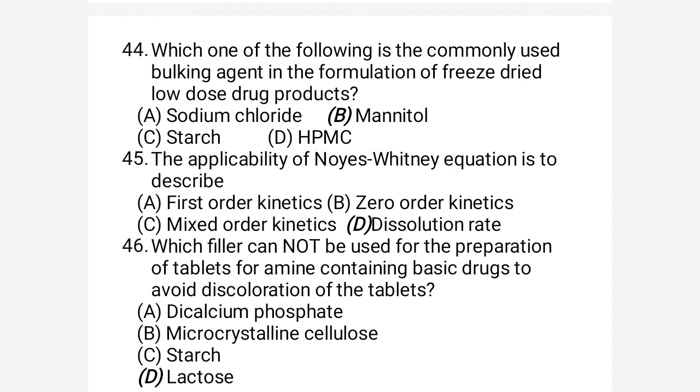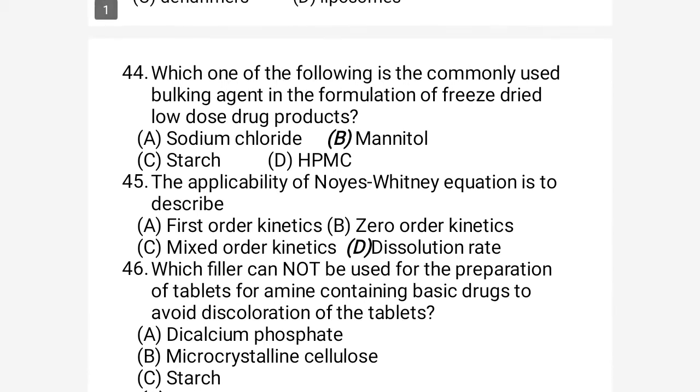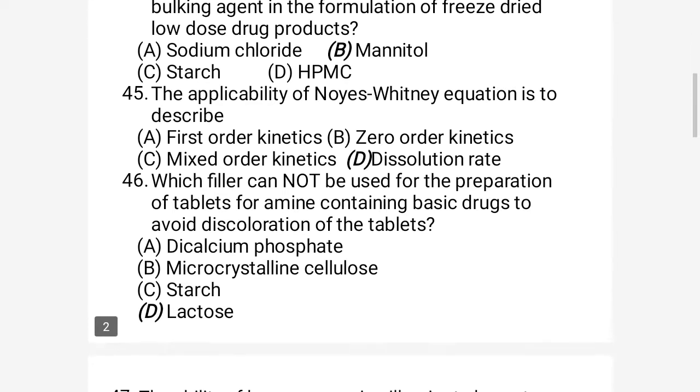to formulate the drug. In this case we have to increase the bulk with excipients or bulking agents. So sodium chloride may not be used. Mannitol, option B, is the correct option, because mannitol may be used as a bulking agent, and basically it is used in freeze-dried formulations as a bulking agent. Starch is not used, and HPMC is a polymer, so it cannot be used in these formulations as a bulking agent.